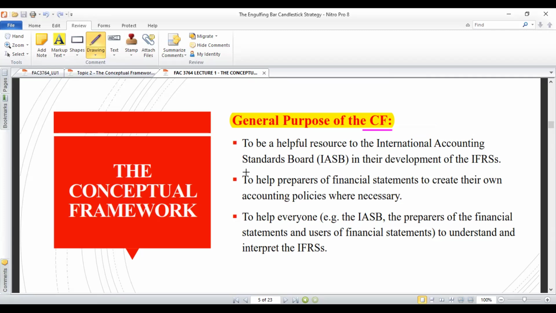And number two, the conceptual framework helps preparers of financial statements to create their own accounting policies. So it helps in policy formulation for companies. It's also helpful to everyone: the IASB, the preparers of financial statements themselves, and even the users of financial statements, to understand as well as to interpret the International Financial Reporting Standards.